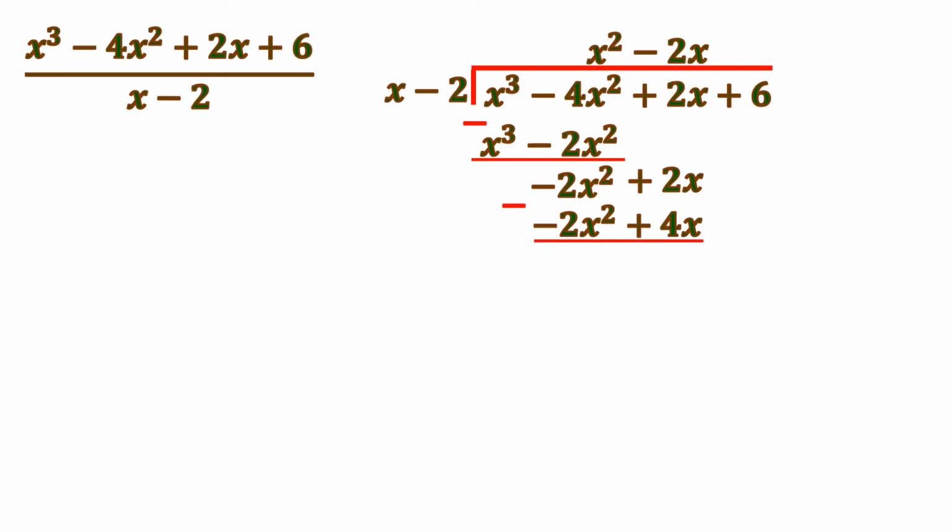Then subtract, negative 2x squared minus itself is 0. 2x minus 4x is negative 2x. Bring down plus 6. And then divide again, negative 2x by x is negative 2. So negative 2 times x is negative 2x. Negative 2 times negative 2 is positive 4. Then let's subtract, negative 2x minus negative 2x is 0. 6 minus positive 4 is 2. So as you can see, the remainder is 2, which is the same as the remainder using the remainder theorem.